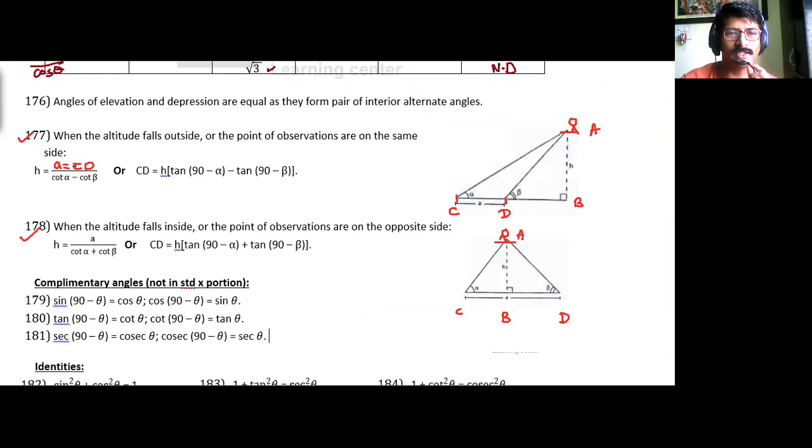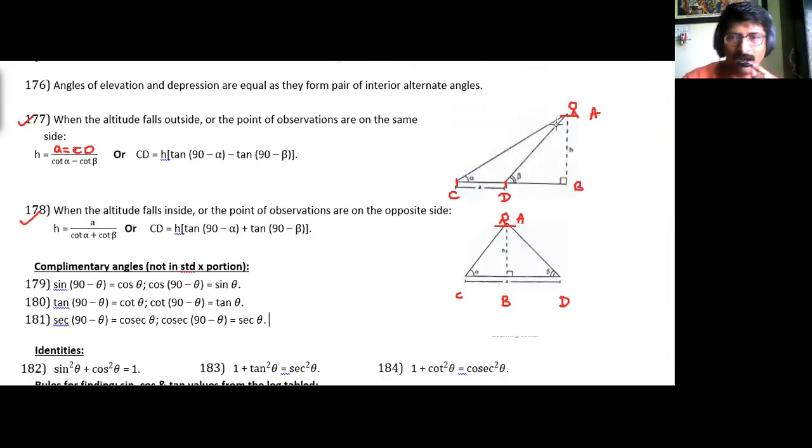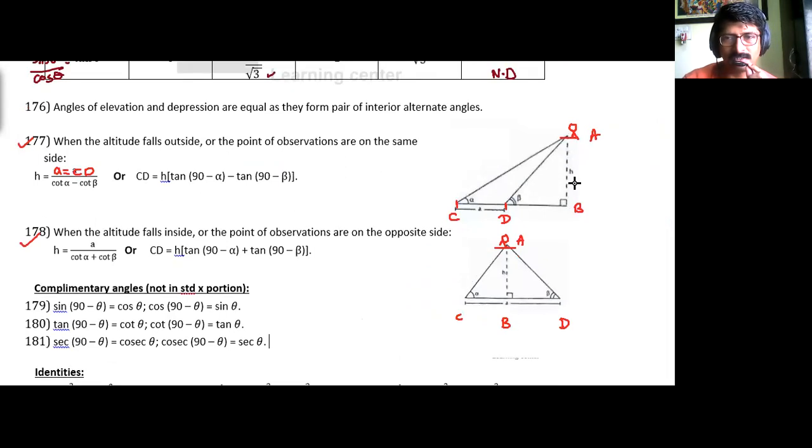We also saw a few formulas related to heights. I hope you remember this height related formula. The height, when it is outside the triangle, is nothing but A, this distance CD, upon cot alpha minus cot beta, when they are on the same side. And when the points C and D are on the opposite side of the height, then it is A upon cot alpha plus cot beta. We'll use this very frequently in today's class. We will see the applications of this.